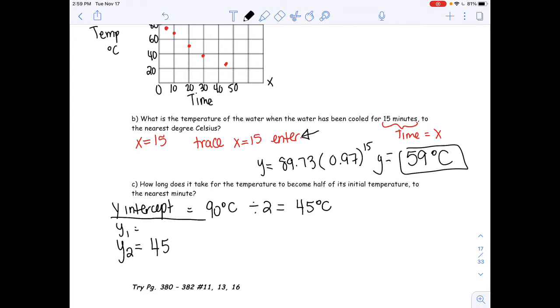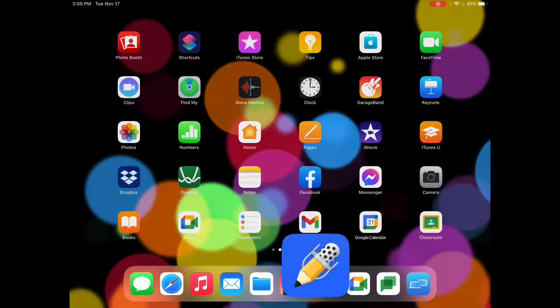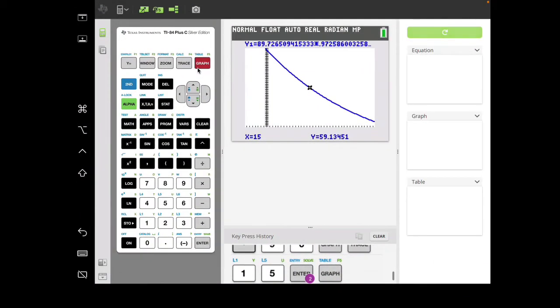y1 should be your equation, your original equation. And then we press second, trace, number 5, and we find the intersection. Okay, so let's do that in our calculators.